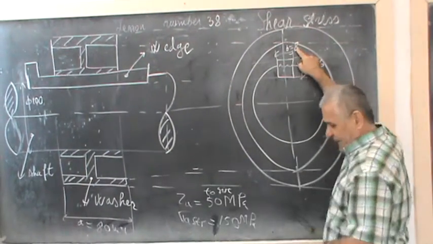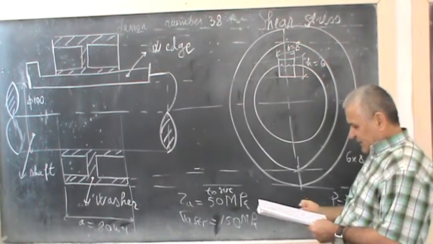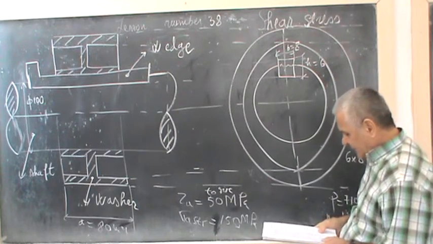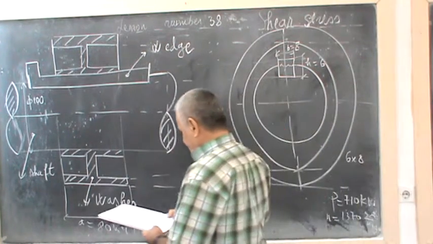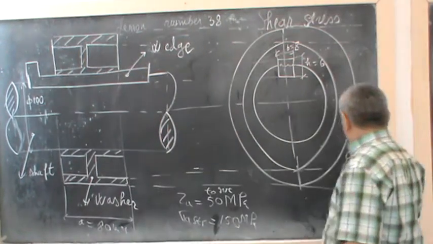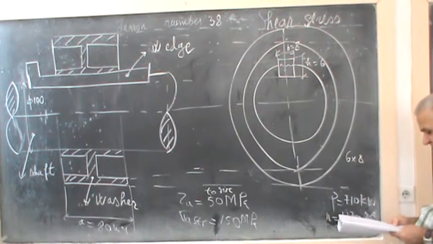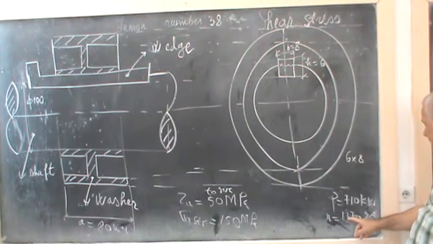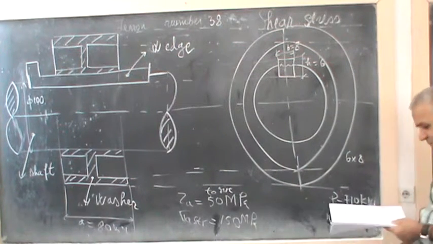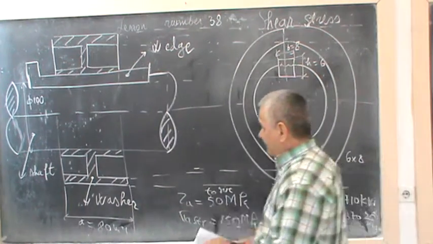H equals 6, B equals 8. A belt pulley is fixed with a key on a shaft that transmits power P equal to 710 kW at speed N equal to 1370 rotations per minute. Shaft.